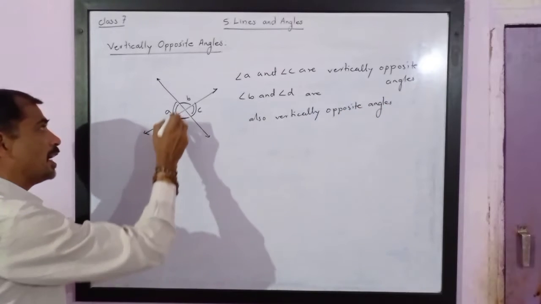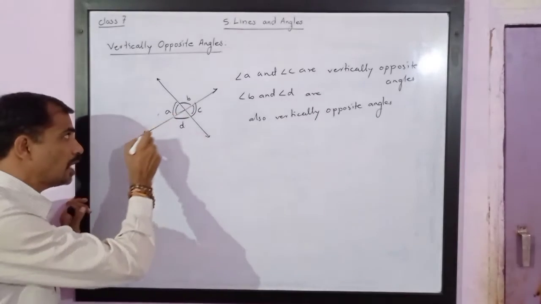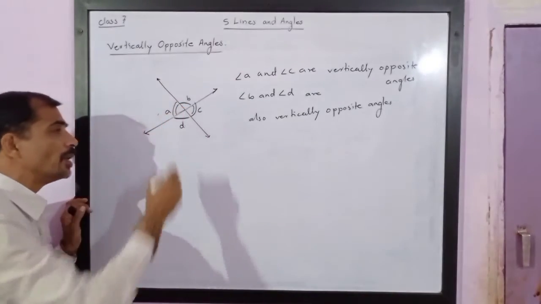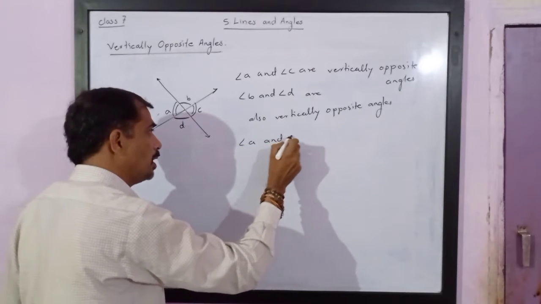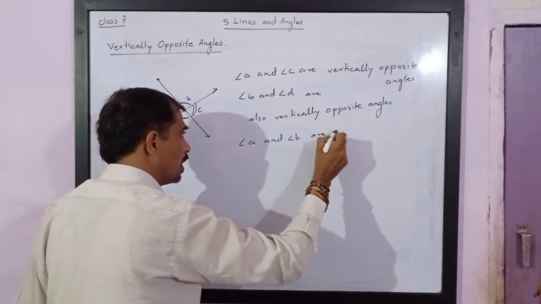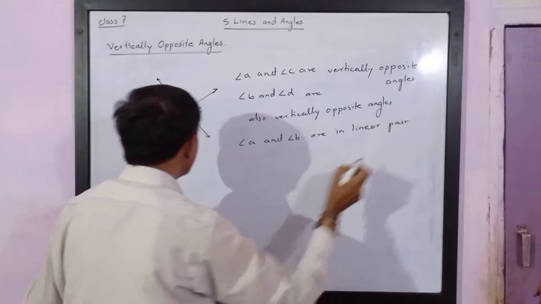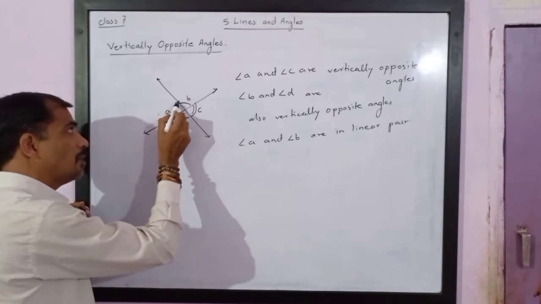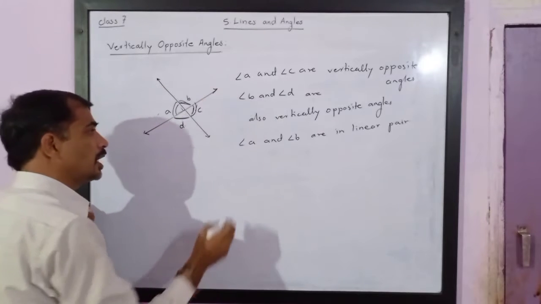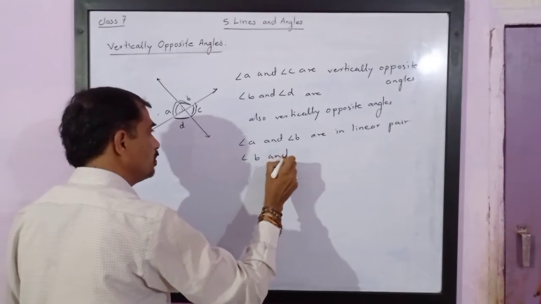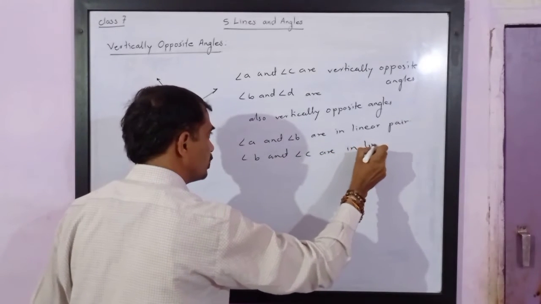Now please note here angle A and angle B, they are the angles with opposite rays and one common ray. So angle A and angle B are in linear pair. Then angle B and C, please note, they also have opposite rays and one common ray. It means angle B and angle C are also in linear pair.